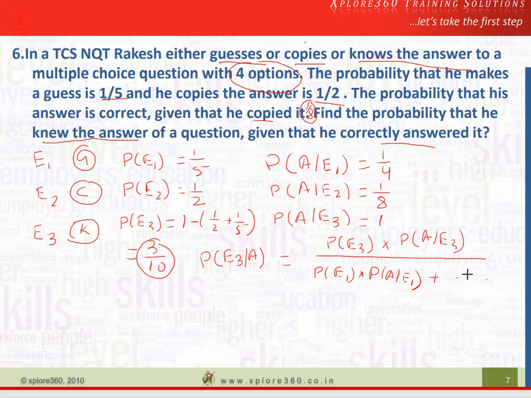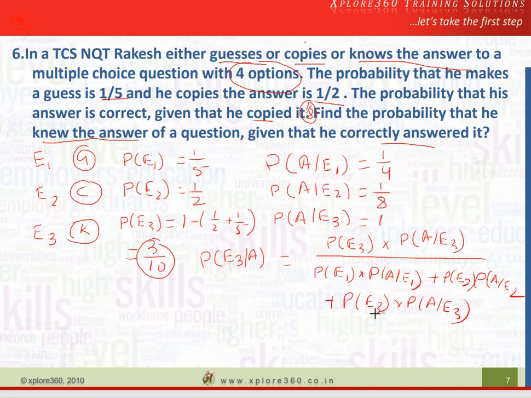I am going to take P(E2) into P(A | E2) plus P(E3) into P(A | E3). Let me write it down so that you don't get confused with the formula: P(E2) into P(A | E2) plus P(E3) into P(A | E3).